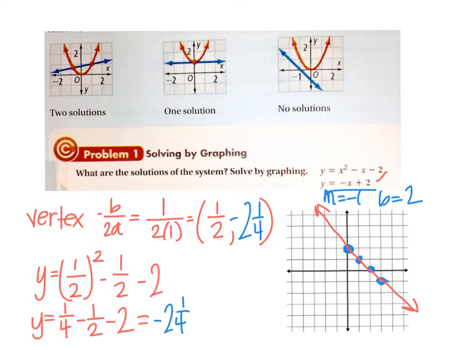So we're going to go 1/2, halfway between 0 and 1, so it's going to be right here, and we're going to go down 2 and then down 1/4. So it's going to be about in here somewhere. Then my y-intercept is always c, so my y-intercept is going to be -2. And then I can mirror that on the other side, and I have this little graph.